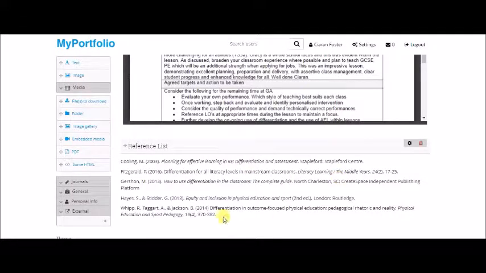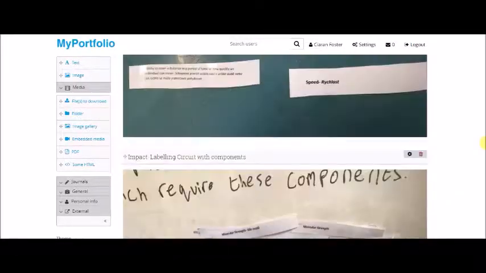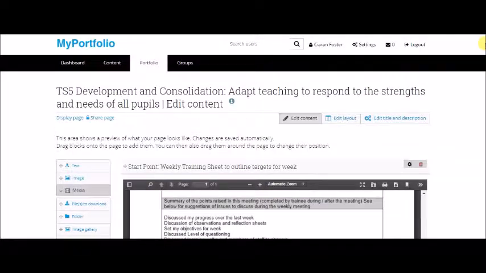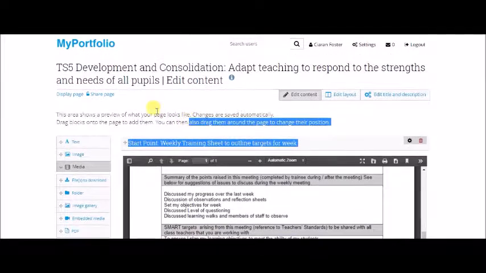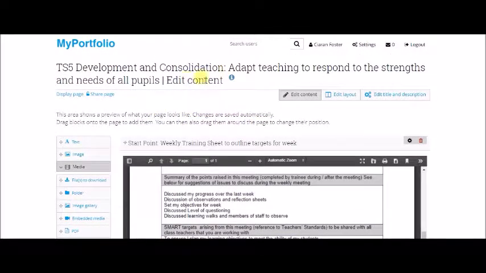Just looking at the reference list here, it can be seen to identify the references which I used throughout. However, for any more information, or to view the different resources which I used, they can be seen under the TS5 page under my teaching standards.